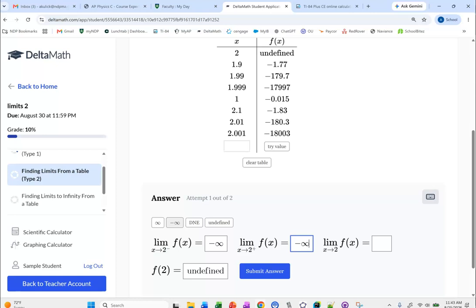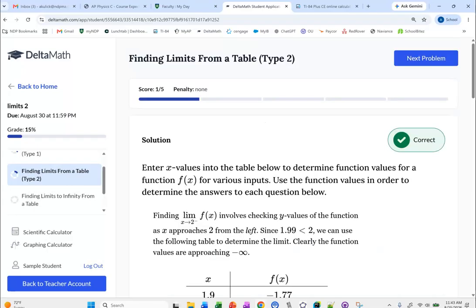What do we say about the overall limit then? Negative infinity. So this is certainly a graph with a vertical asymptote. Both ends are pointing down, right? So here on this level 2, you're gonna start seeing some asymptotic behavior possibly coming in.